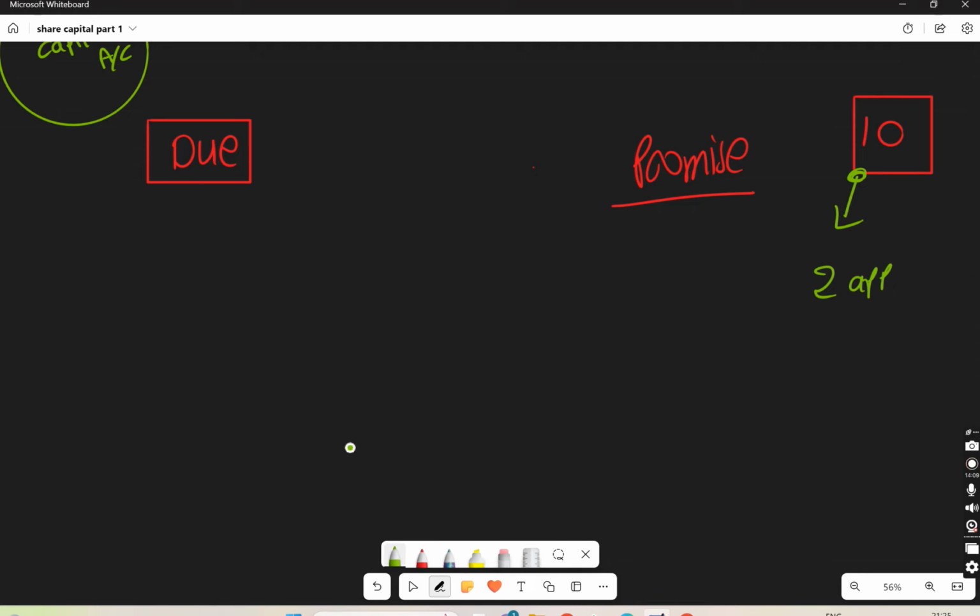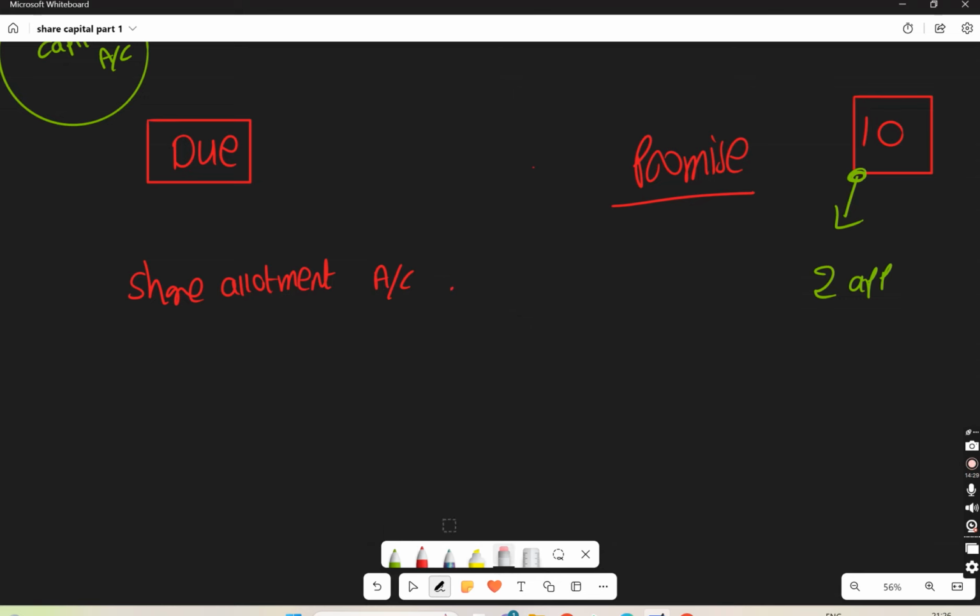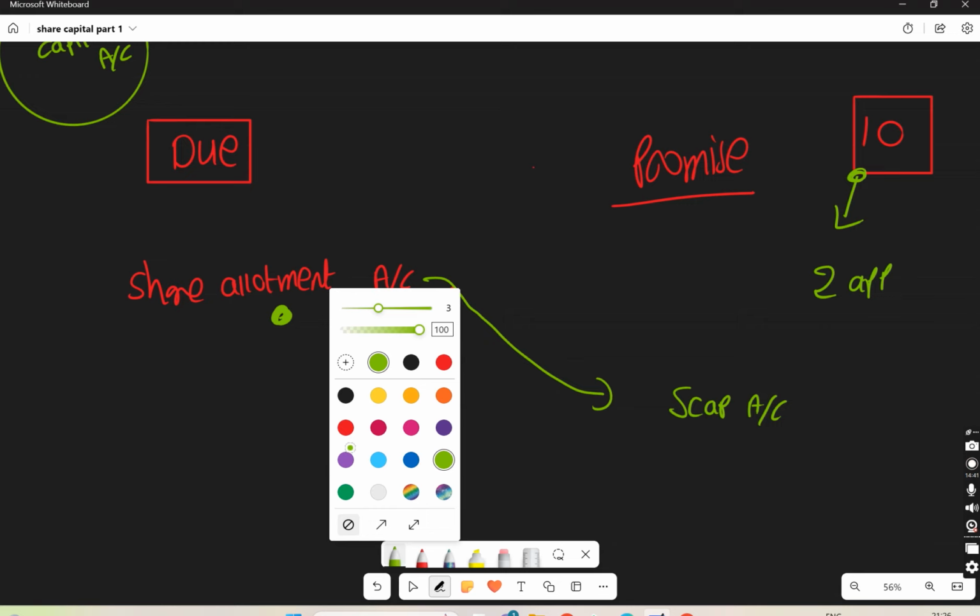So due, it's like that person has to pay money to me. Can I say I can consider him as a debtor? So debtor is an asset, shows debit balance. So share allotment, again I am creating one more dummy account. Share allotment account debit. Okay, sorry, I'll write the journal entries later. I am creating one more dummy account. That money should go to where? To share capital account. I am creating one dummy account called share allotment account.